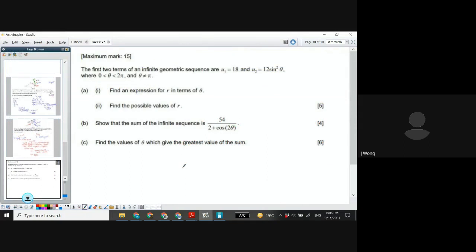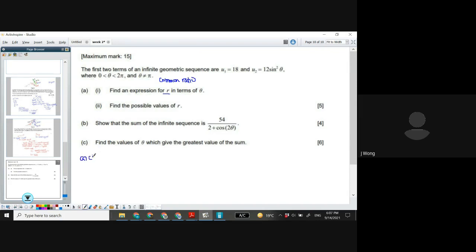Question 5, the bonus question. So what we're looking at here is they gave us two terms of an infinite geometric sequence, and they narrowed down the angle theta from 0 to 2 pi. So what we know is that it is in radians, and it gave us a range for theta. So with that, let's get started. They asked to find expression for r. In here, r stands for the common ratio of the geometric sequence in terms of theta.